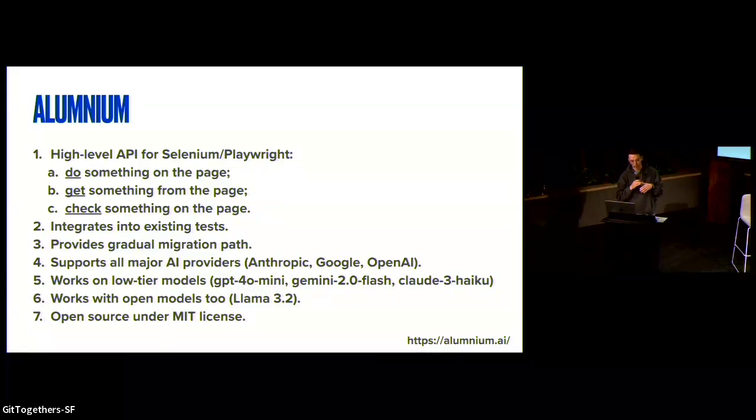As I was working on this project, I first of all tried to make sure that all major AI providers were supported, like Anthropic, Google, and OpenAI. And it had to be super cheap, because if I came to work and said, let's use this new AI-powered tool that costs us a few thousand dollars per month, nobody would let me do that. So I built it with low-tier models like GPT-4o Mini, Gemini Flash, or Claude Haiku.